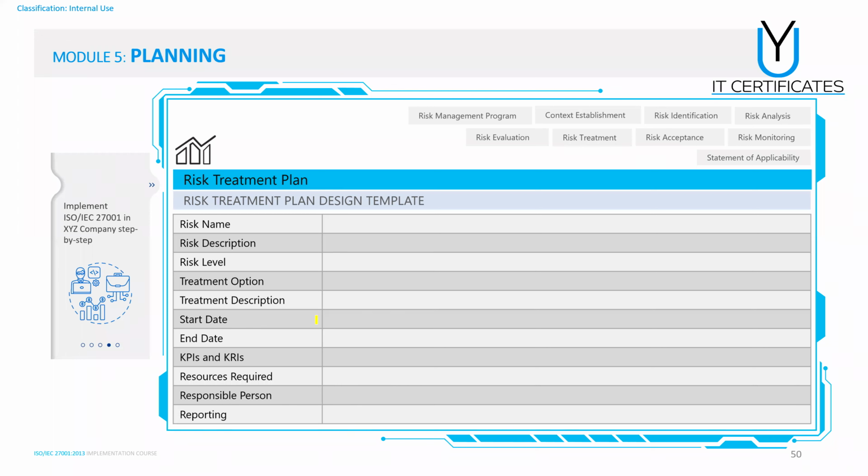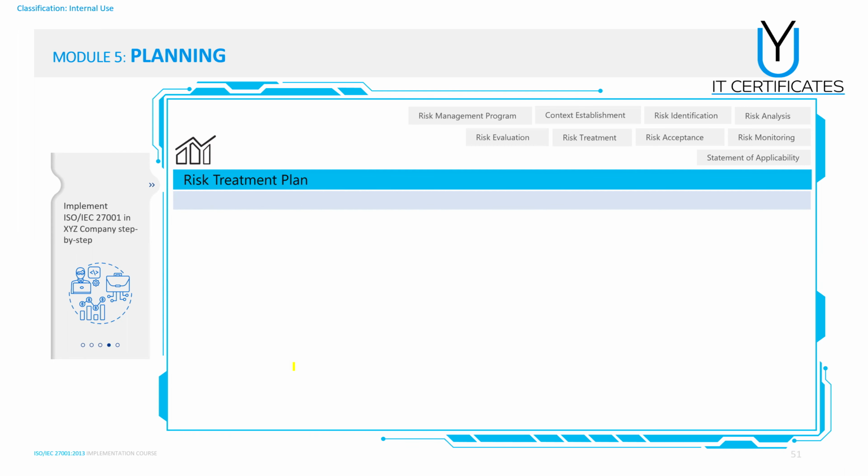Risk treatment plan. XYZ company designed this template for the treatment plan: risk name, risk description, risk level, treatment option, treatment description, start date of implementation, end date of implementation, what are the KPIs and KRIs for the monitoring, what are the required resources, who is the responsible person for the implementation, and to whom it will be reported.